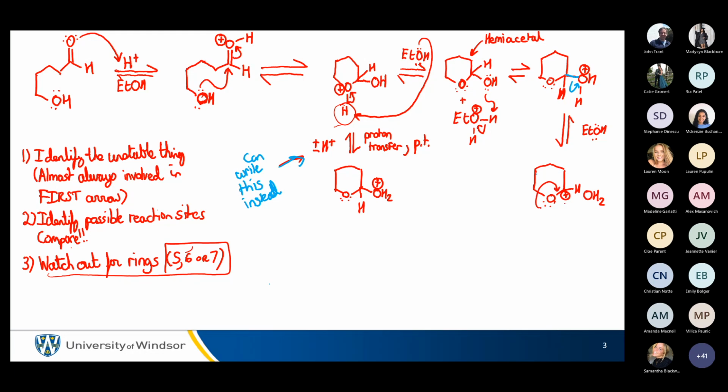Notice I'm now drawing a resonance structure, not an equilibrium structure. And if I compare those two resonance structures, hopefully we agree that the bottom one is a better resonance structure because all the atoms have their full octet.